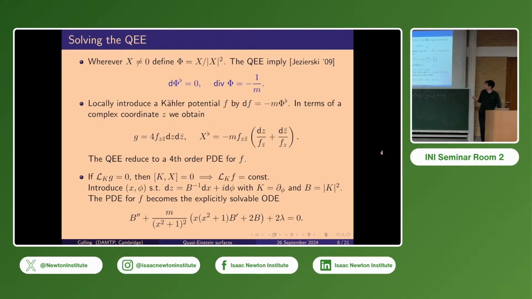And moreover, if you plug in these coordinates, then this PDE for f becomes an ODE, which is the following ODE for the function b, which is the norm squared of the Killing vector. And this you can solve explicitly in terms of a hypergeometric function. And this leads to the local statement in the theorem.